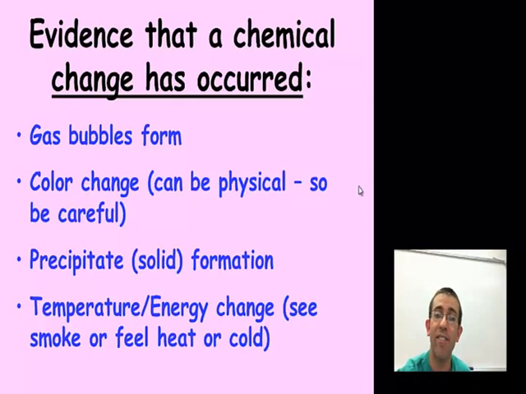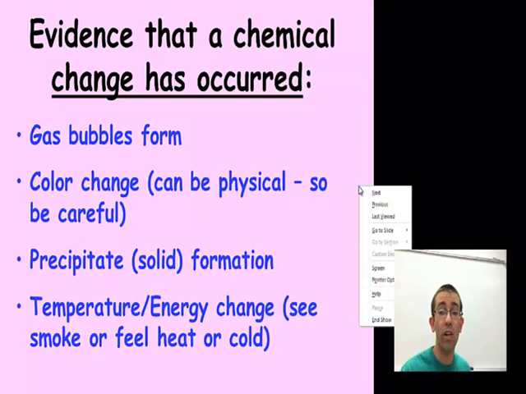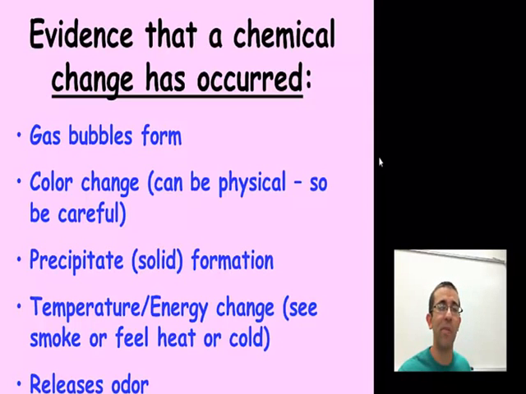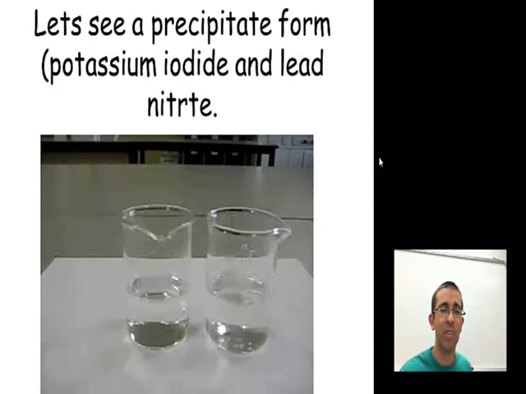Color change, okay? This can be physical, so you have to be careful, but color change can occur. Precipitate forming, ooh, big word there. What this means is a solid forms, so we're going to see a video of that in just a second. And then temperature or energy change. All of a sudden you see smoke or feel a lot of heat, or it can actually get really cold too. Any temperature change usually is a good idea. That's a chemical change. Alright, and the release of an odor. All of a sudden you smell something, probably a chemical change going on.